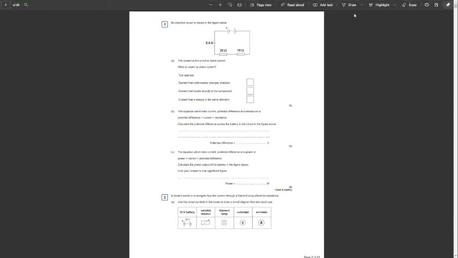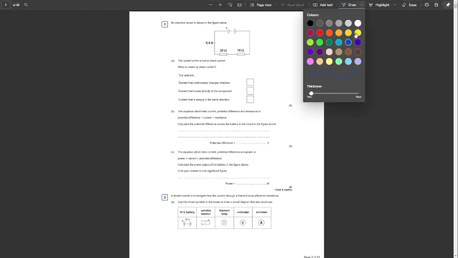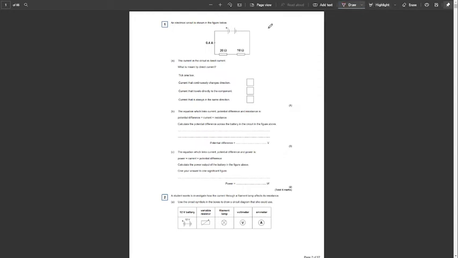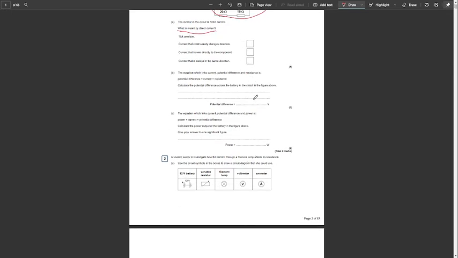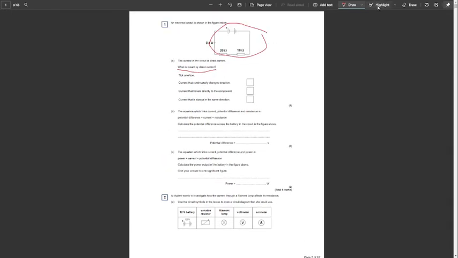So, let's see, what do we have? An electrical circuit is shown in the figure below. This electrical circuit is going to be really important. What is meant by direct current? So it's asking you what is meant by something. So you're going to need to check one of these boxes just here, and it's asked you to tick it once again, so you put a lovely tick in whichever box it is.